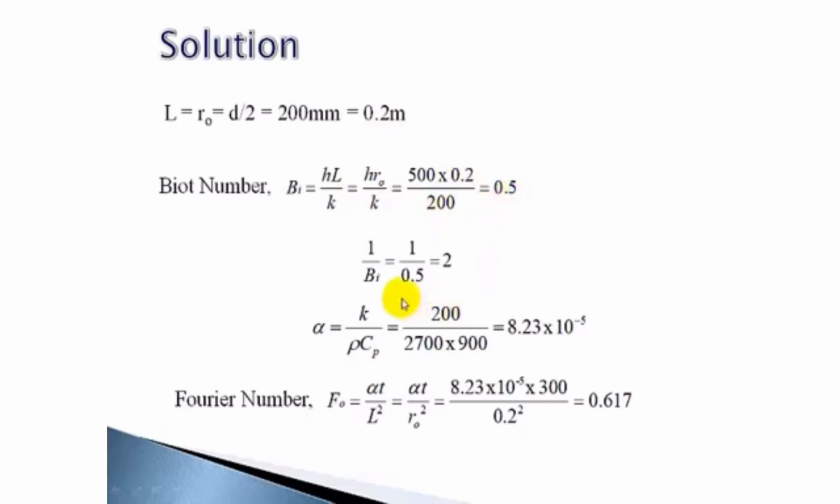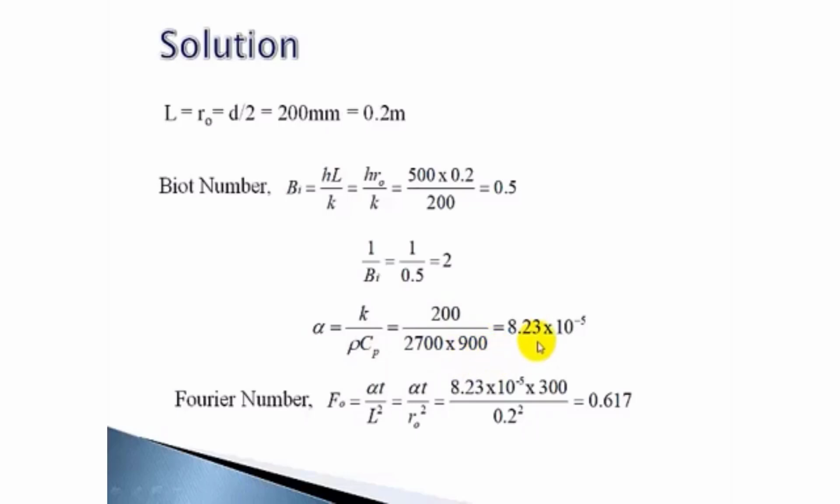Reading the chart, we require 1 by Biot number. So we calculate 1 by 0.5 as 2, the inverse reciprocal of the Biot number. And alpha is the thermal diffusivity, K by rho Cp, where thermal conductivity is 200, density 2700, and Cp is 900 joules per kilogram Kelvin.